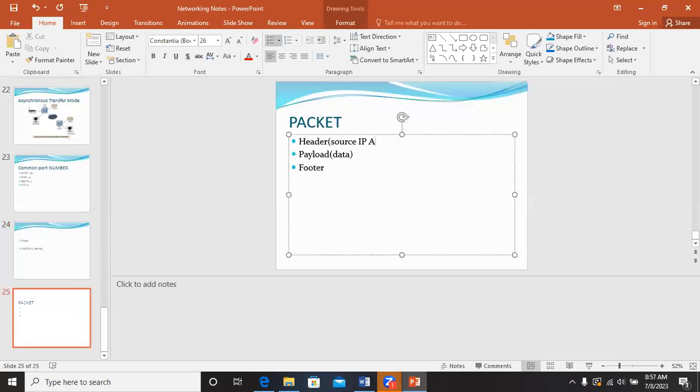You know what source IP address is now? The IP address of the machine that is sending the message. Okay, it contains destination IP address. What is destination IP address? The IP address of where the packet is going.